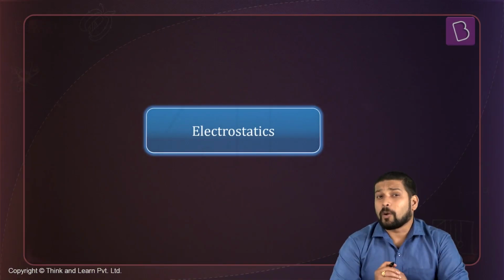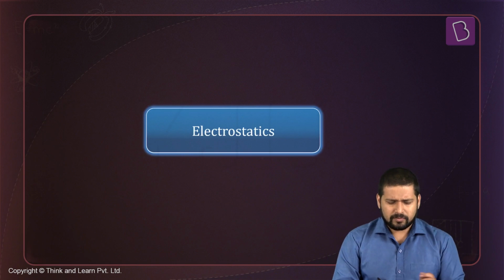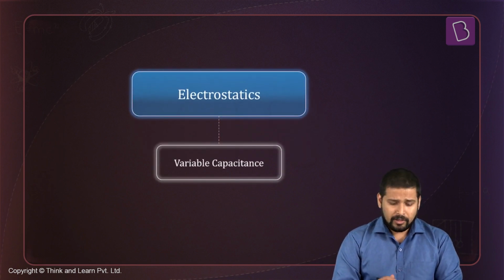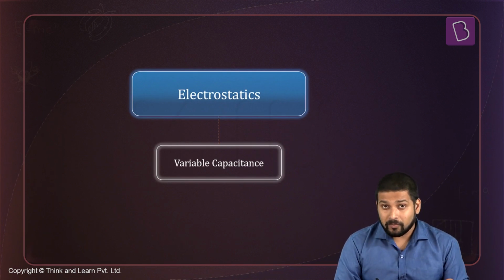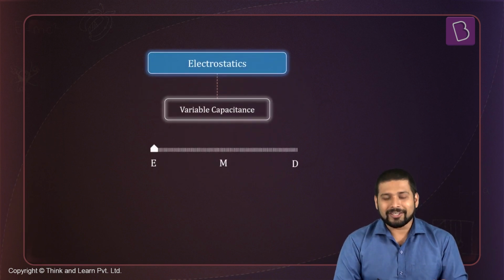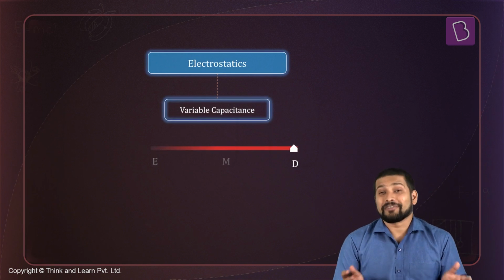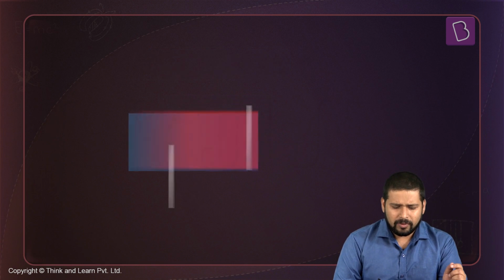Now let's look at this problem from electrostatics. Specifically, this question is from variable capacitance, and it was one of the toughest problems as far as this paper is concerned. Even if you measure it on a difficulty meter, you'll get it as very difficult. So let's quickly understand what is asked in the problem and solve it.